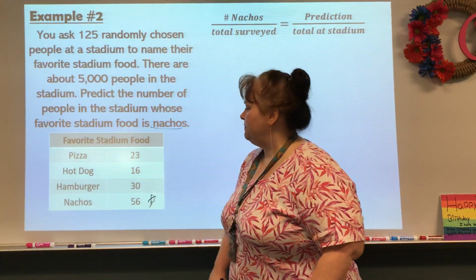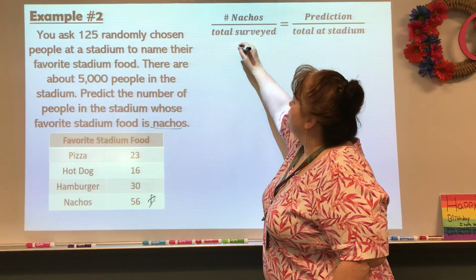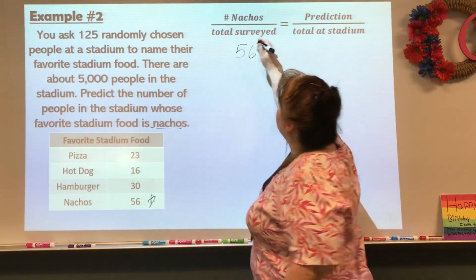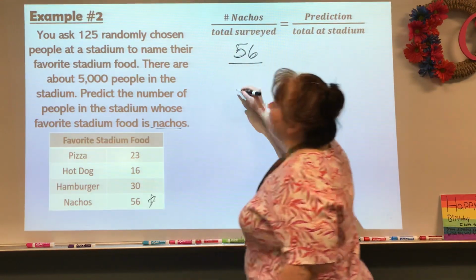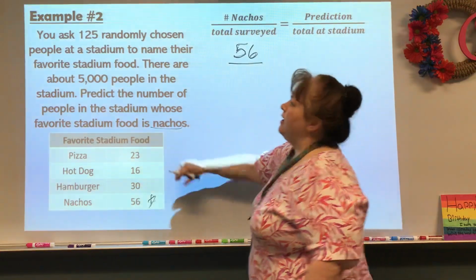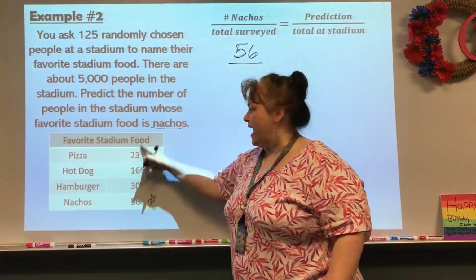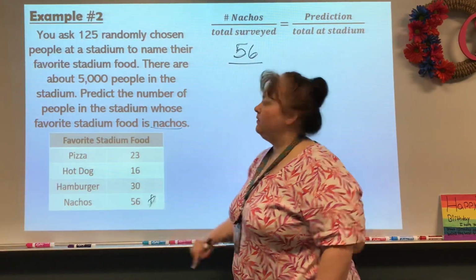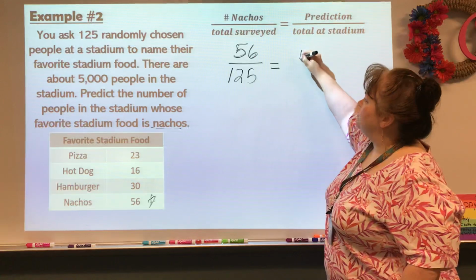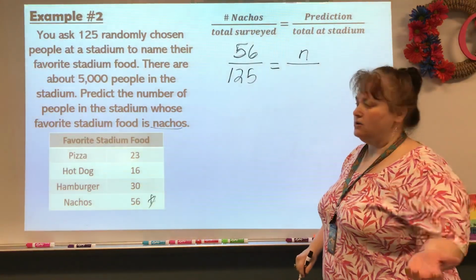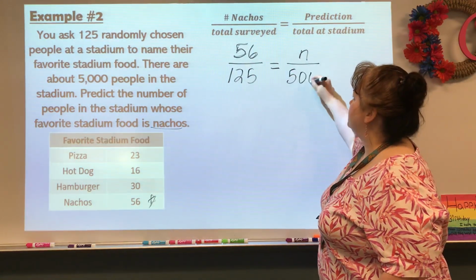So we're going to want this number. Based on our proportion, we're going to have the number of nachos, which is 56, over the total that were in our survey, and we're told that that's 125. Again, if you're not given that number, just add all your numbers in your chart together to get it. The prediction, that's the part we don't know. Use a variable there, whichever variable you want. And the total people at the stadium is 5,000.